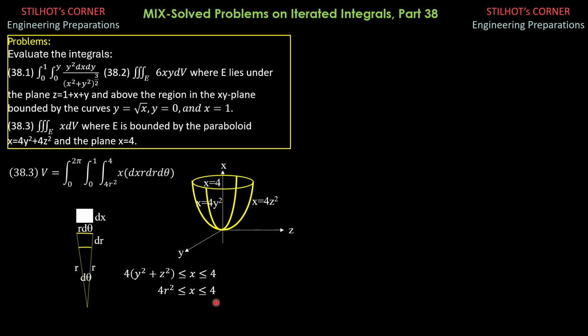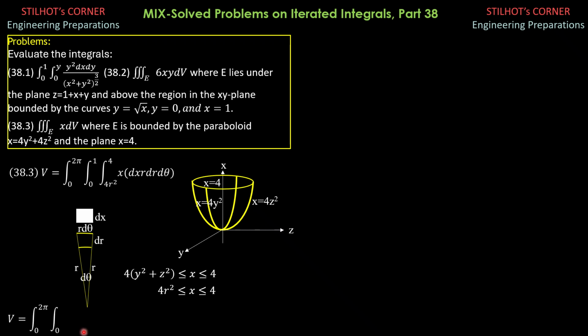That's why the limits of x will be the inner limits. We evaluate this with respect to x first, from 4r squared to 4. And this is the radius because when x is 4, cancel the 4. So y squared plus z squared is r squared equals 1. So the radius should be from 0 to 1. And of course, angle theta from 0 to 2 pi. I hope that you understood the explanations.